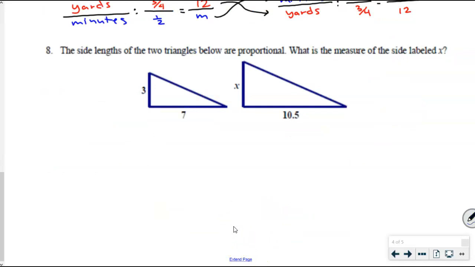Students who worked ahead and did this one on your own, you might find that you wrote your proportion a little bit different, and that's okay. There are multiple ways that we can write it, and I'll show you what I'm talking about. So I'm comparing the small to the big. It says the side lengths are proportional. So that means side 3 is going to be proportional to side x. So I can set it up that way, where we're comparing the small sides of the triangle to the larger side of the triangle. This 7 is going to be proportional to that 10.5.